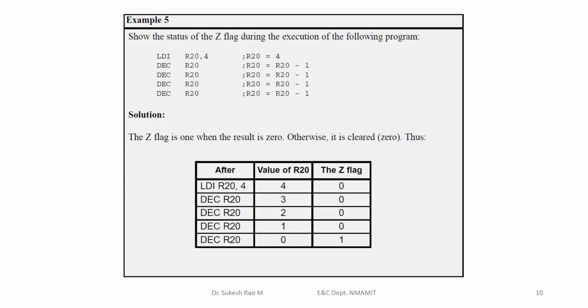Show the status of the Z flag during the execution of the following program. Here we load 4 into R20 and decrement it 4 times. If you are decrementing it 4 times, obviously at the end of these instructions R20 becomes 0. So you can just look at this: the zero flag becomes 1 because the result is 0. That's how the decrement instructions work.